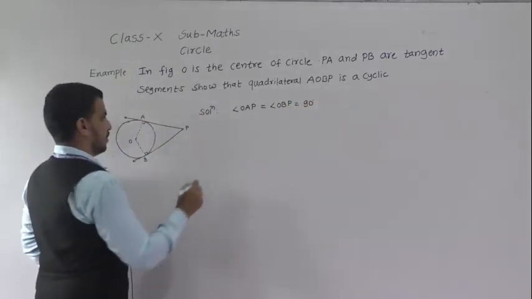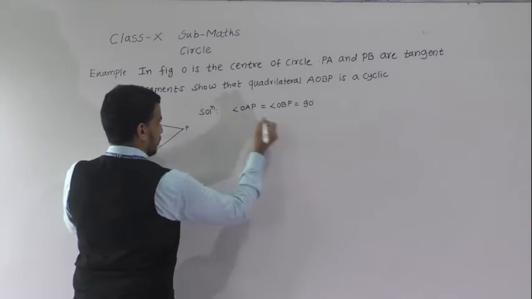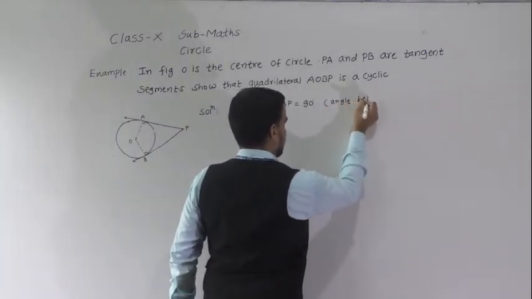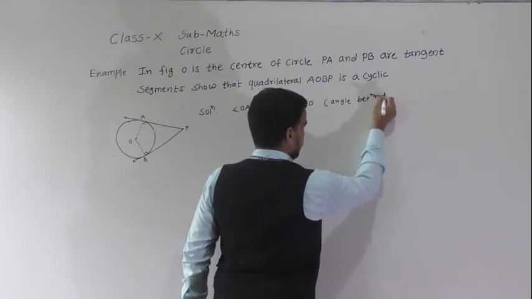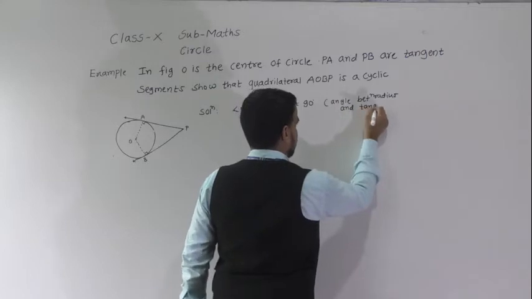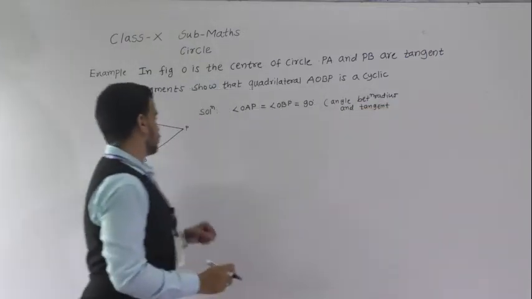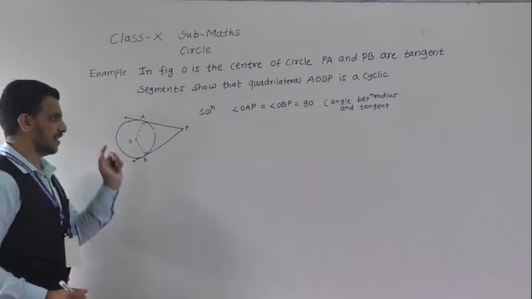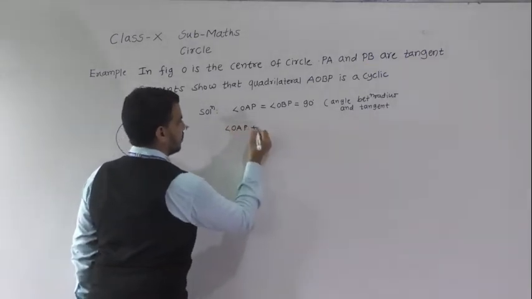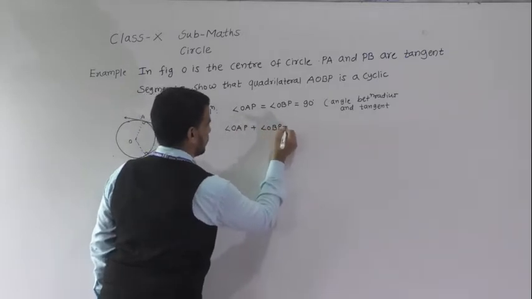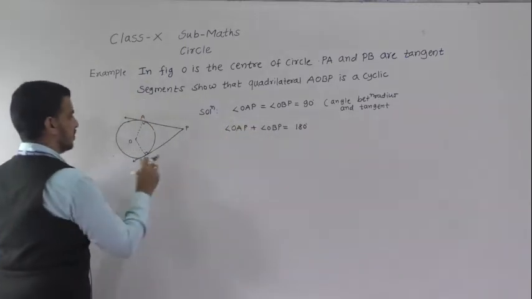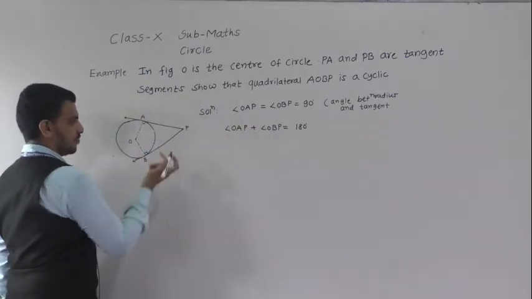Okay, now here we have to write reason. Angle between radius and tangent. Okay, angle between radius and tangent. Okay, so here angle OAP and angle OBP is 90 degree. So we can show that angle OAP plus angle OBP is equal to 180 degree. Okay, both are 90 degree. So angle OAP plus angle OBP is 180 degree.